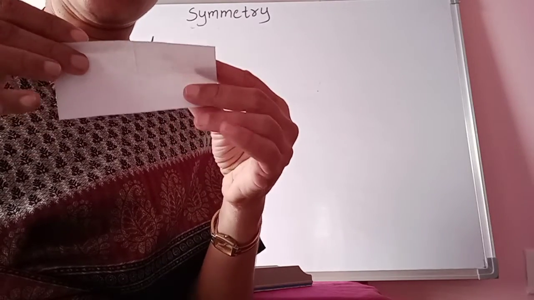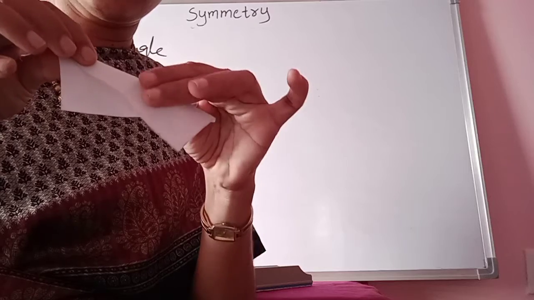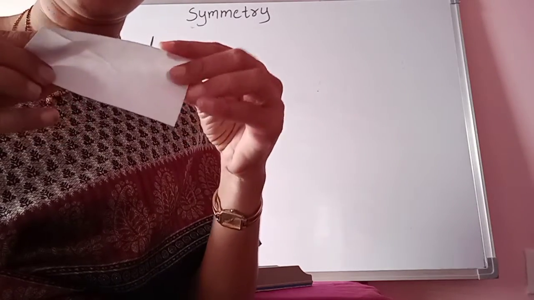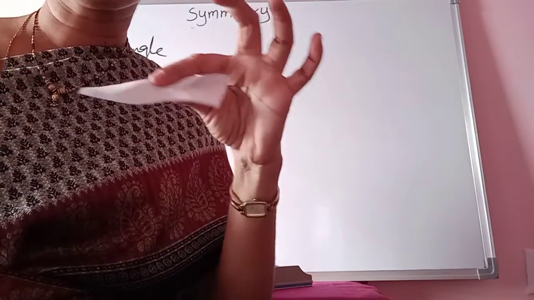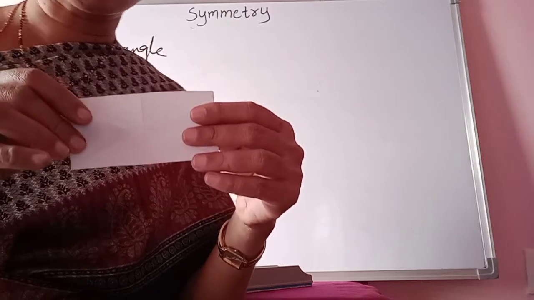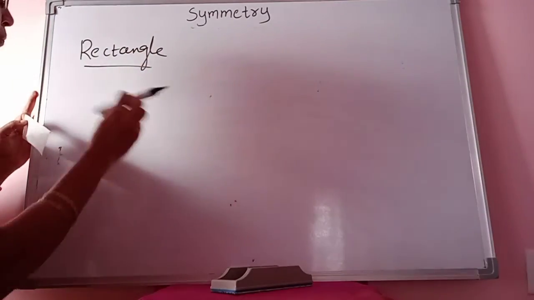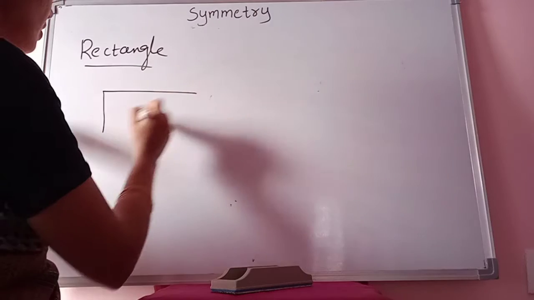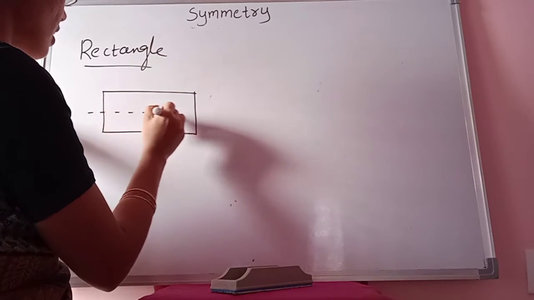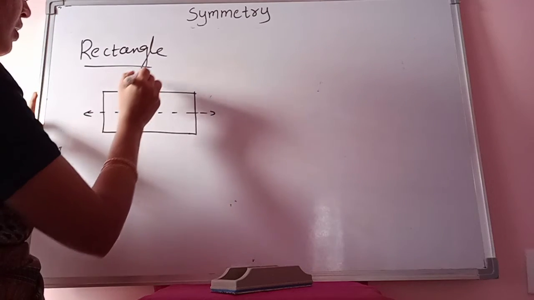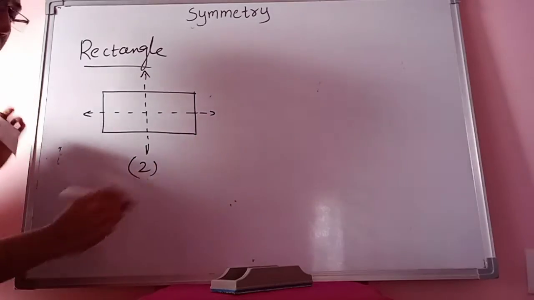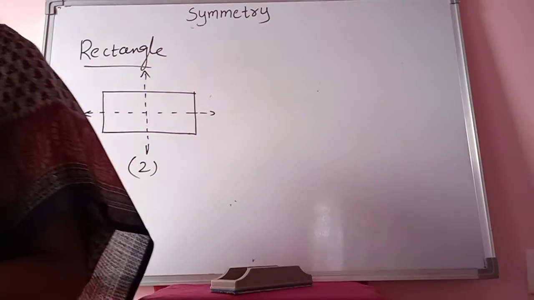Now diagonally if I fold, then they are not matching. Okay, both the parts are not matching. Therefore what we say from this, rectangle is having only two lines of symmetry. Okay, rectangle is having two lines of symmetry. One is horizontal line of symmetry, other one is vertical line of symmetry. It is only having two lines of symmetry.